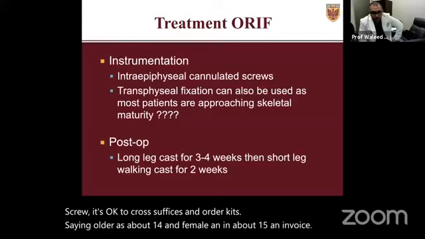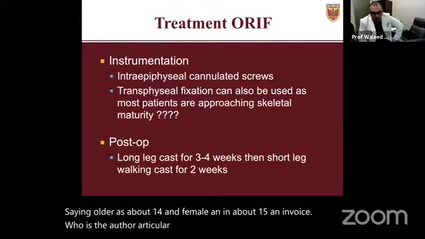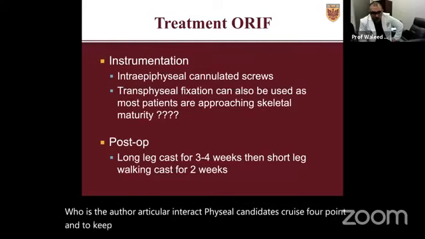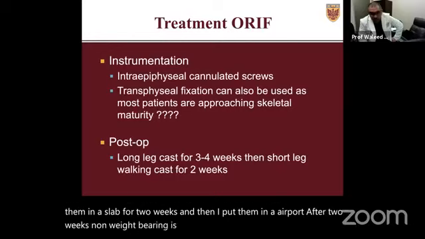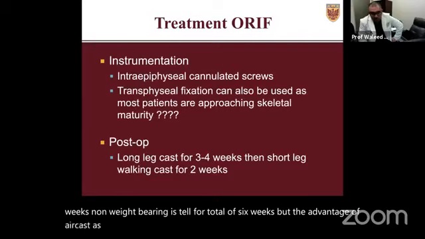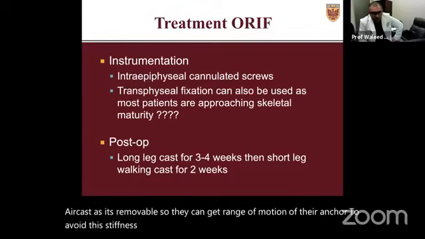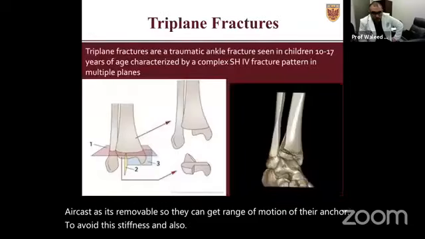So we use the intra-articular, intra-epiphyseal cannulated screws 4.0, and we keep them. What I used to do right now is quite different: I keep them in a slab for 2 weeks, and then I put them in an air boot after 2 weeks, non-weight bearing still, for a total of 6 weeks. But the advantage of the air cast is it's removable, so they can get range of motion of their ankle to avoid the stiffness and also avoid significant calf atrophy.